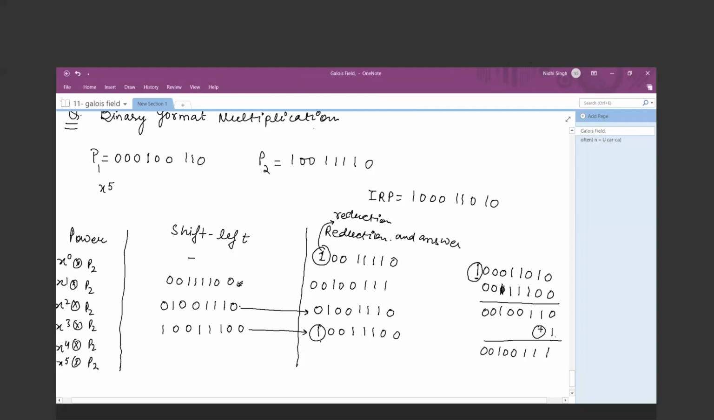Let me write it down here. What to do in this case? First perform left shift and then perform reduction. So first do the left shift, that is 0 0 1 1 0 0 and 0, and perform the left shift operation.